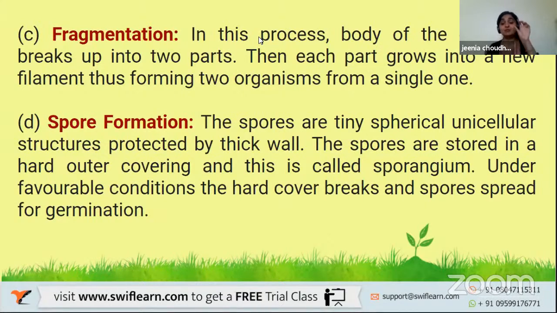Okay, so the body, there was one single body, and notice over here, what is the body doing? It's just splitting itself into two parts. Then each part grows into a new filament, thus forming two organisms from a single one. That is fragmentation. Now there is spore fragmentation. Now we read just in fragmentation, one body divides itself into two parts, right? And then both the parts grow into a single individual itself.